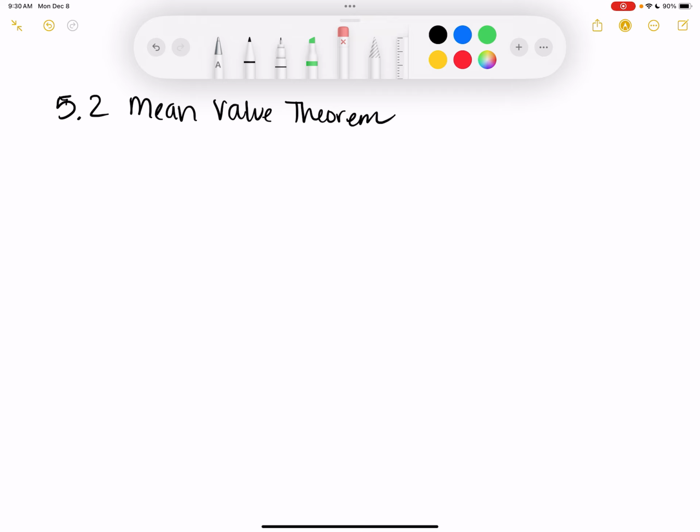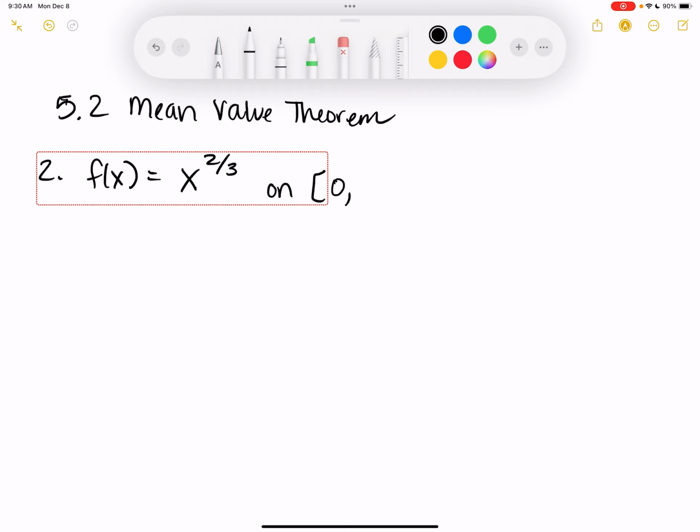State whether or not the function satisfies the hypothesis of the mean value theorem on the given interval, and then if it does, find each value of c in the interval a to b that satisfies the equation. So, they give us f of x is equal to x to the 2/3 on the closed interval 0 to 1.